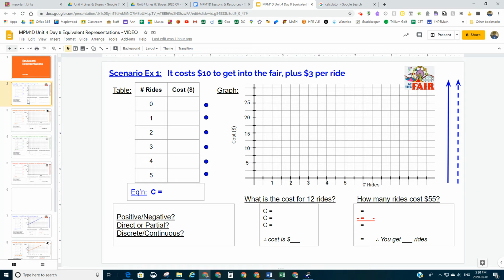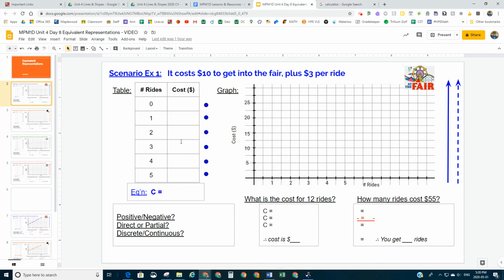All right, so our first example is going to be our traditional example. The cost is $10 to get in the fare and $3 per ride. So we know I've been referring back to this example all the time because it's a great example of the types of functions and relationships that we're studying. So what I'd like you to do is do a table of this information, an equation, a graph, answer a couple of questions about it, and then do a little bit of math on this. And this is the step that's going a bit further.